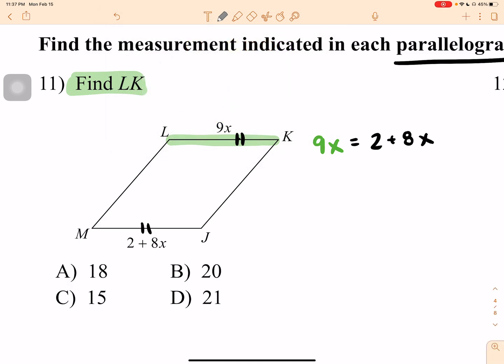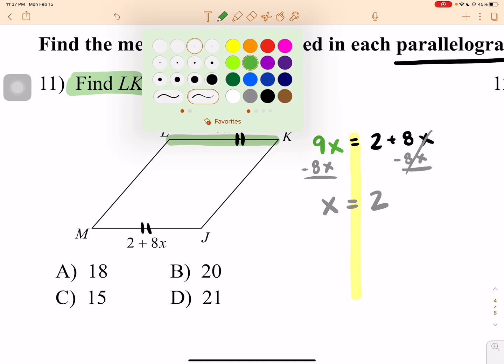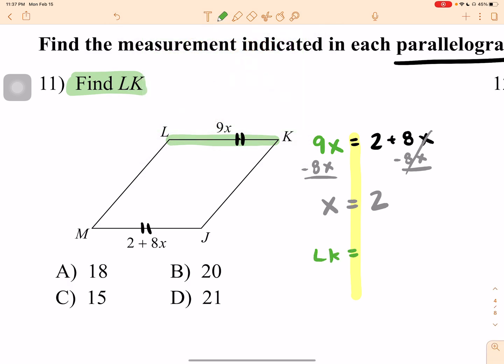Okay, so if I solve for x, I'm going to subtract each side by 8x. And if you want, you can always draw that line of equality, right, down the equal sign. Here it's pretty short actually, so I'm going to get 9x minus 8x is just 1x equals 2. All right, so again, that's not enough to find LK. LK equals 9x. And so LK equals 9, and we know x is 2. So LK equals 9 times 2, 18. A.